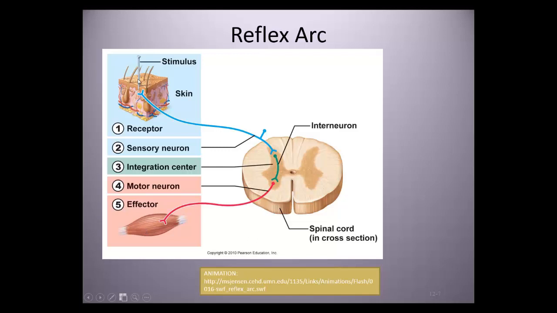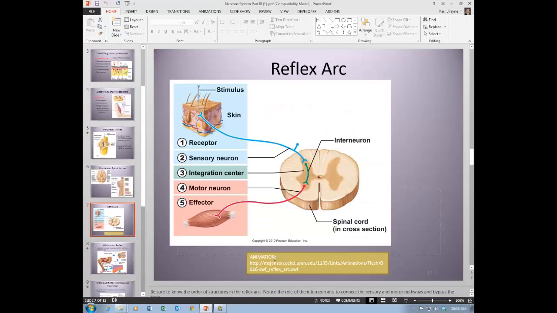So receptor would be out here in the skin. Sensory neuron would be this blue neuron here. The integration center is the interneuron. It's what elicits or causes a response, and this would be the motor neuron carrying that response, and then the effector organ is what is actually responding to that stimulus. So there's a little animation here we can watch quickly that shows this process in action.